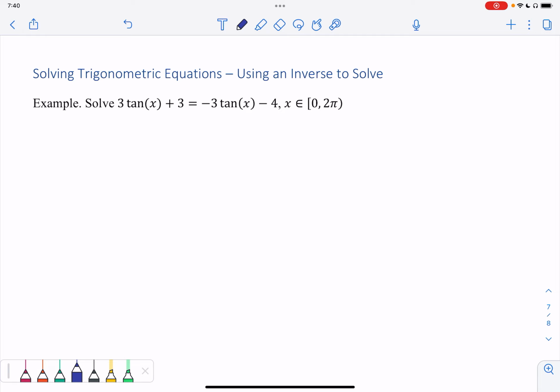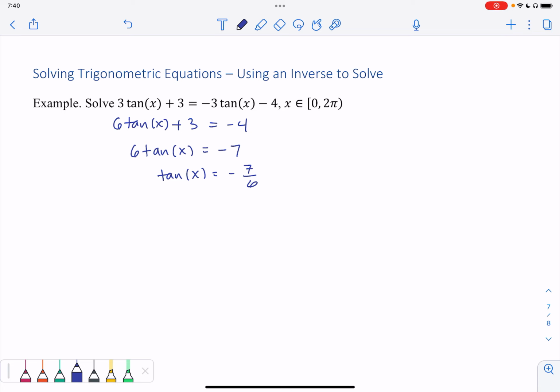So what I want to do here is just assess, what do I have? Well, here I have x inside a tangent and x inside a tangent. So that's good. I'm going to try to isolate tangent on one side. The first thing I'm going to do is add 3 tangent x to both sides and get 6 tangent x plus 3 equals negative 4. And then I'm going to subtract that 3 from the other side. Sorry, this should be 6 tangent x equals negative 7. And then I get tangent of x equals negative 7/6.